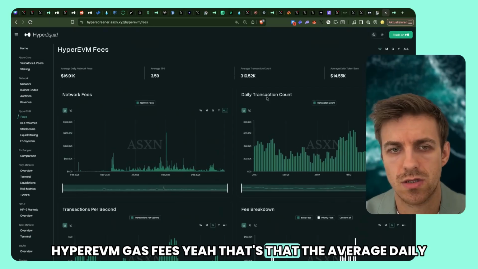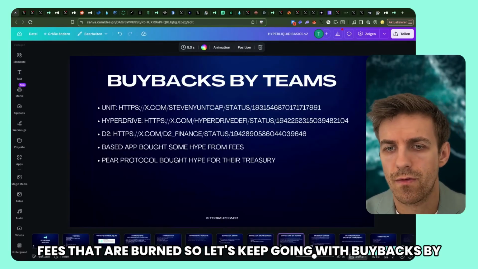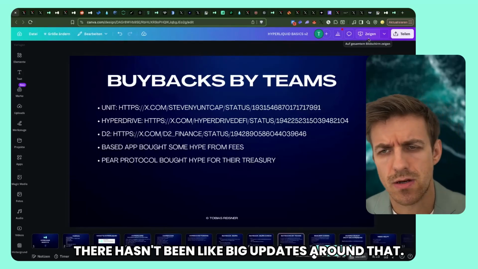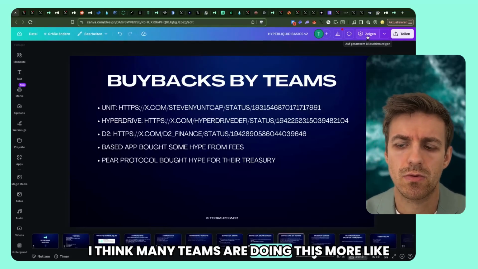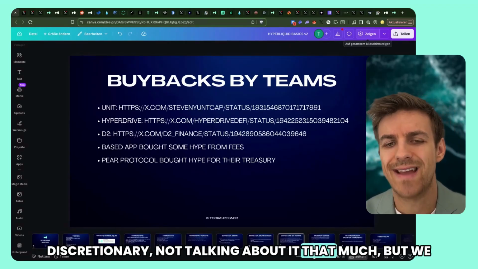Yeah, that's the average daily network fees that are burned. So let's keep going with buybacks by the teams. There haven't been big updates around that. I think many teams are doing this more discretionary, not talking about it that much.